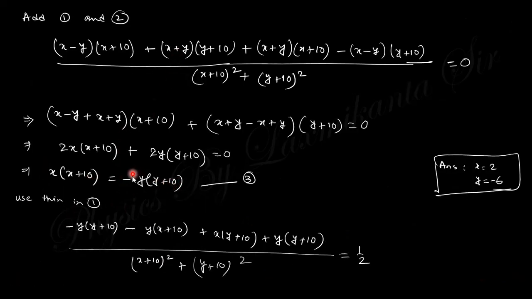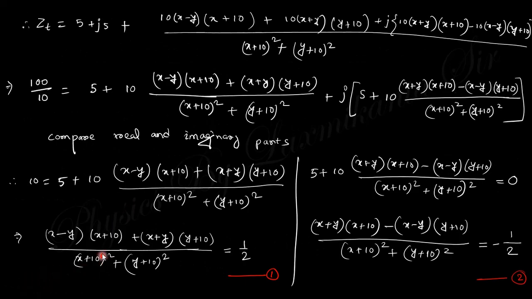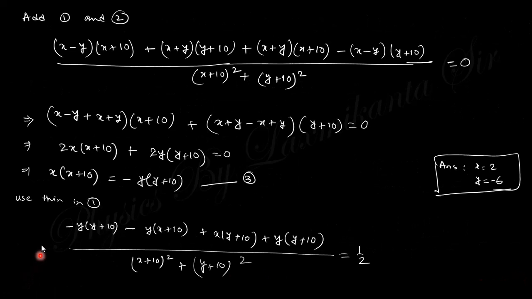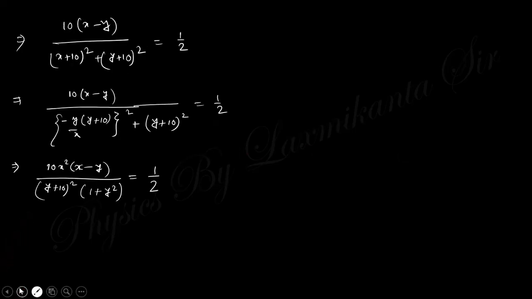Actually, these three equations you need to solve. There are two equations and two variables, x and y. You need to solve carefully. You will get this answer, x equal to 2, y equal to -6. I did not get the solution, sorry for that.